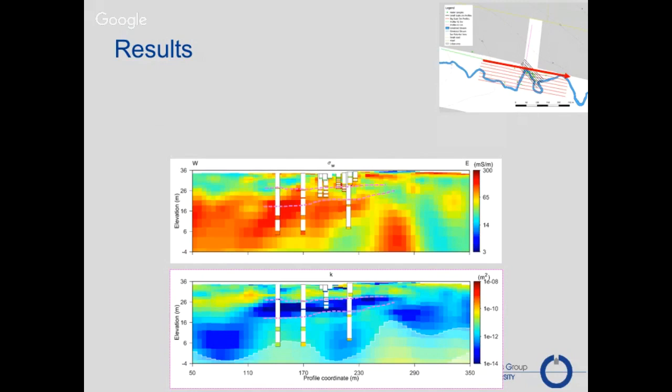So this is where we are now. So who else is working actively on this problem, going from IP to permeability?